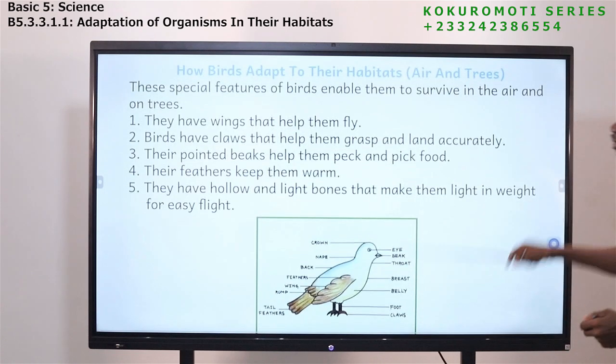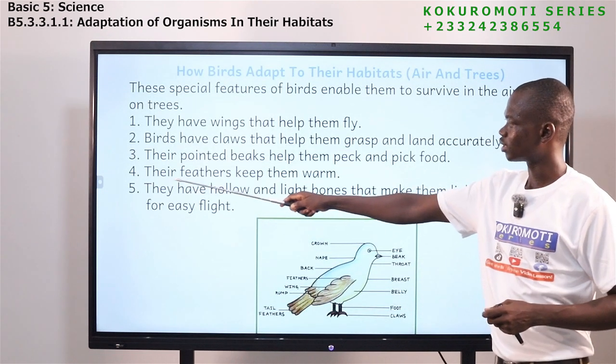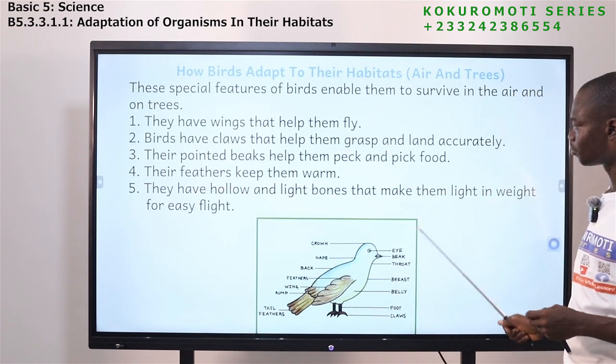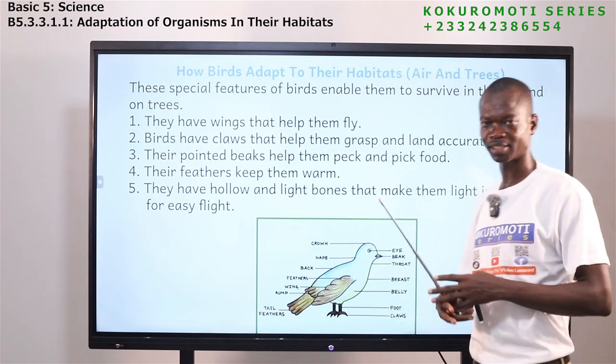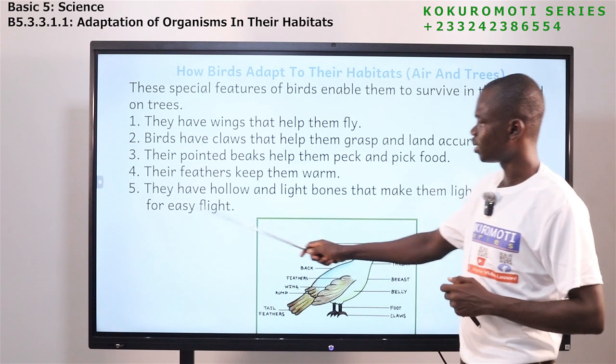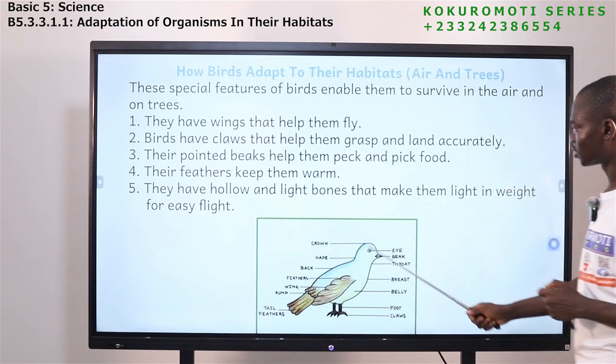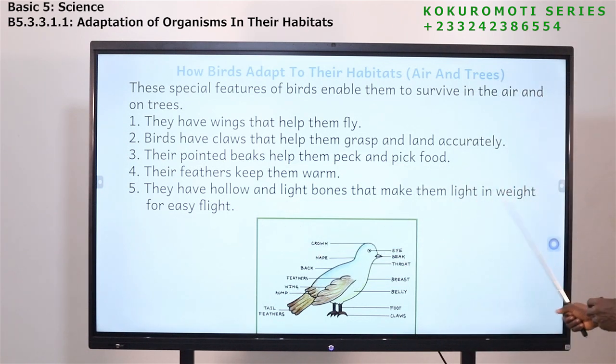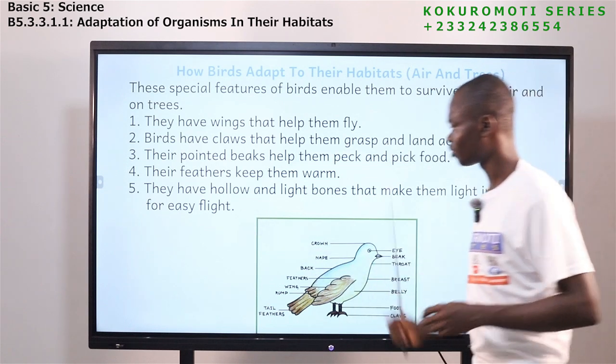The next one is that, 4, their feathers keep them warm. You know, birds have what? Feathers. So it keeps their body what? Warm. 5, they have hollow and light bones that make them light in weight for easy flight.